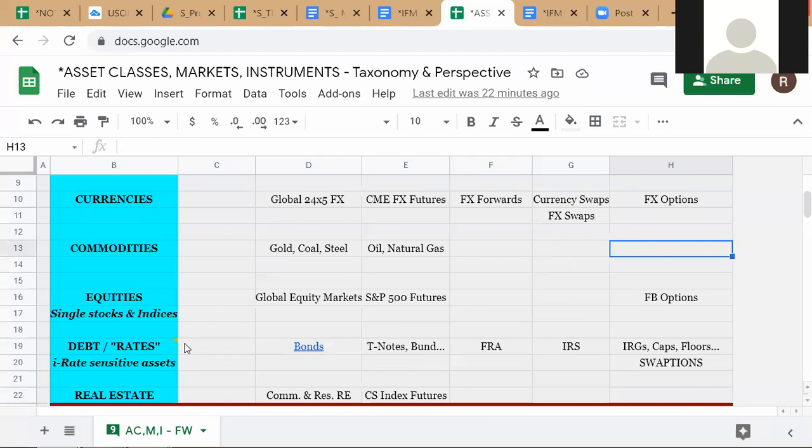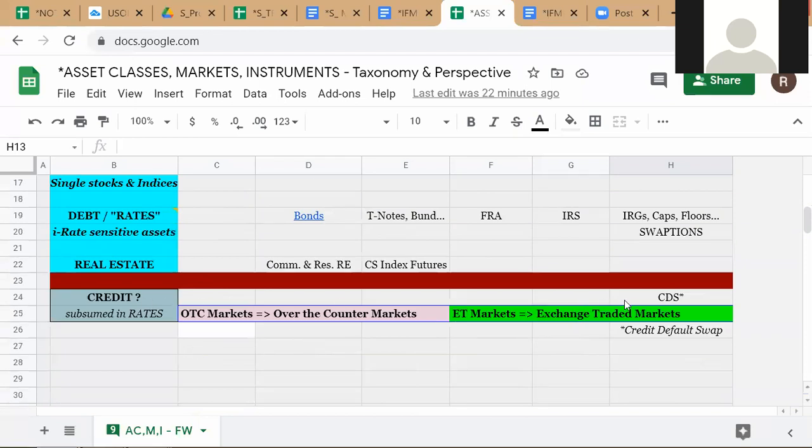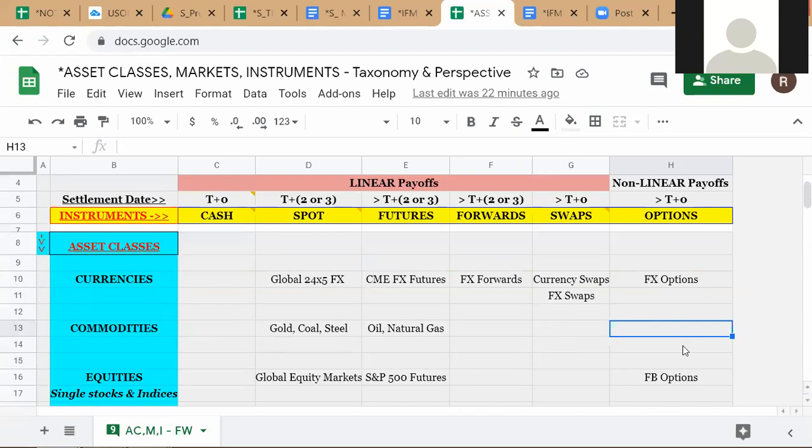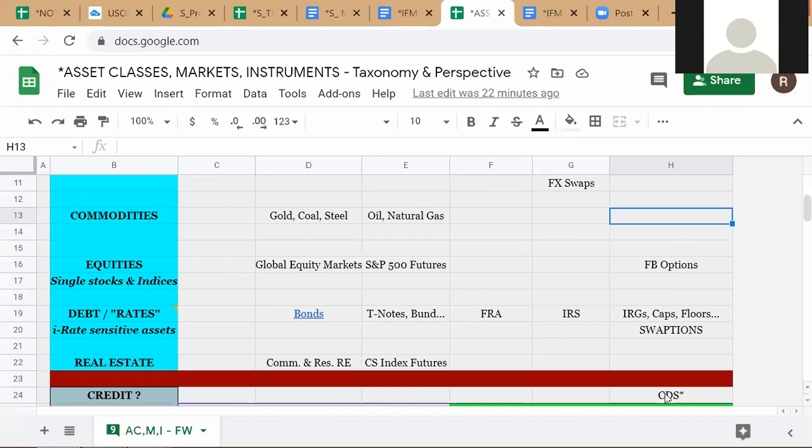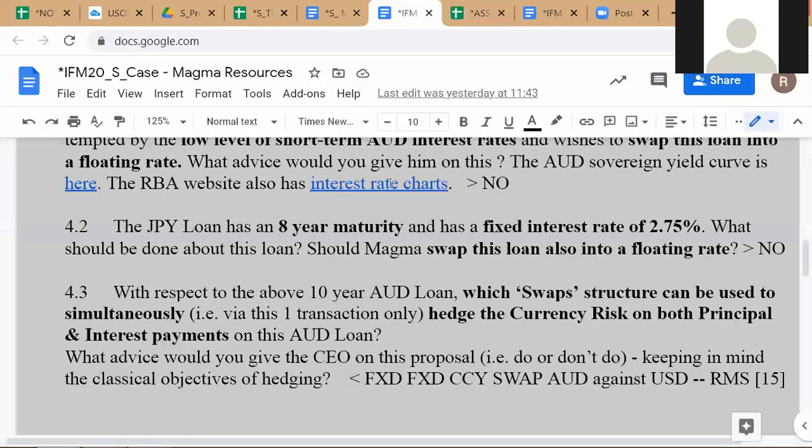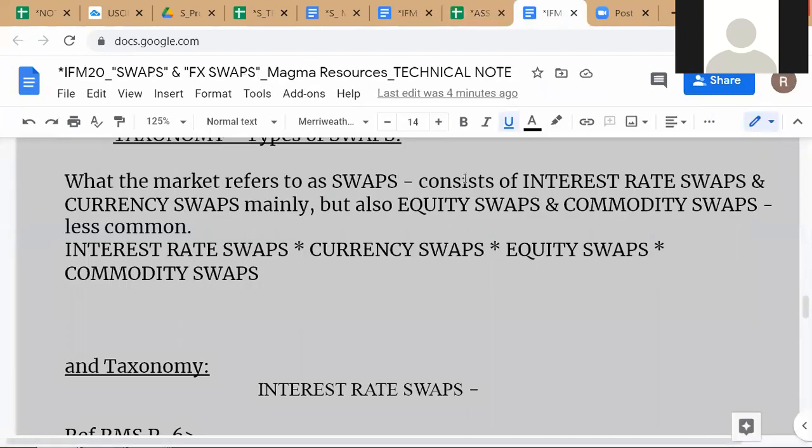Right? All these major asset classes. And when you go to credit default swap, this is bad terminology. This is actually not a swap. It's actually an option structure. This is bad terminology. That's why you notice I put it under credit, but I put it under options, okay? Although it's called a swap, it's not a swap. So anyway, let's go to here, okay?